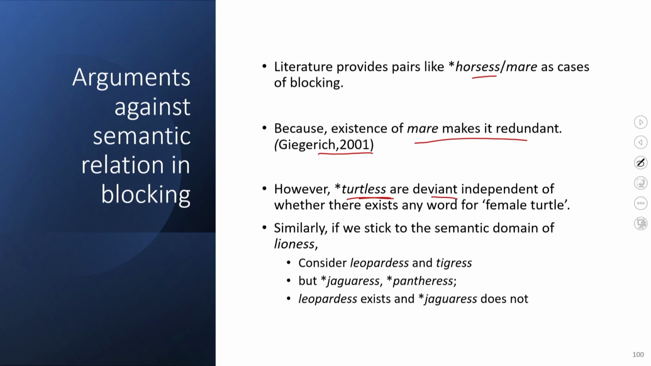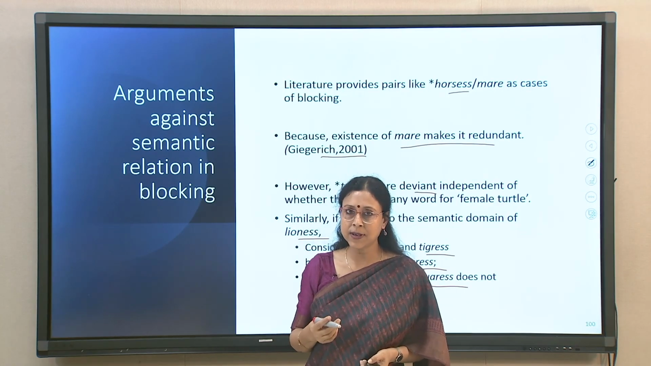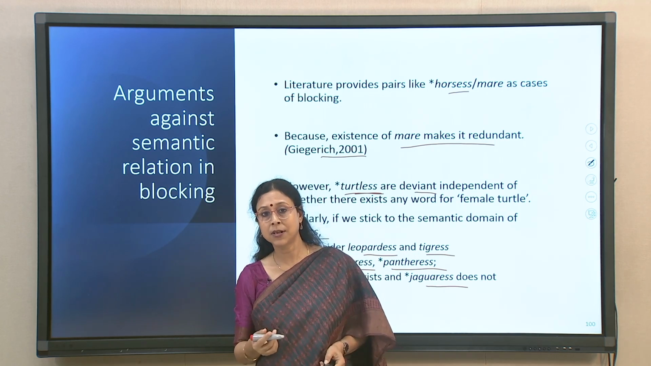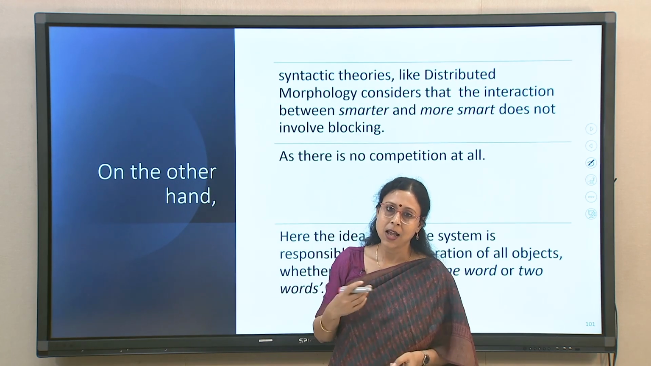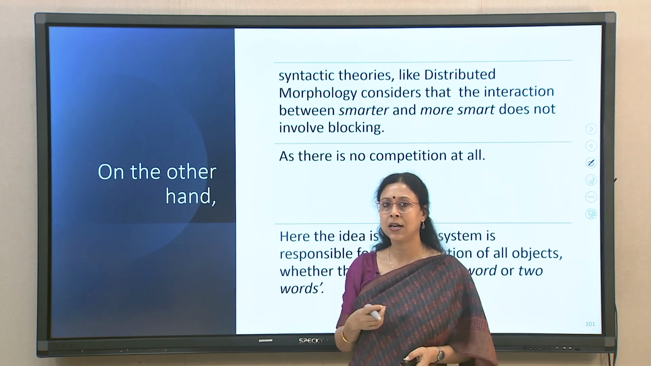Similarly, if we stick to the same semantic domain, let us say lioness, we have leopardess and tigress, however, we do not have jaguaress and pantheress. So leopardess exists and jaguaress does not. So what is happening here? The same semantic domain, the same club of animals, but some forms are allowed and some forms are not allowed. Now let us look at how distributed morphology tackles this.